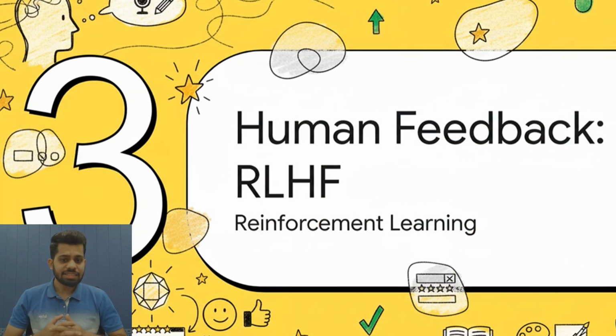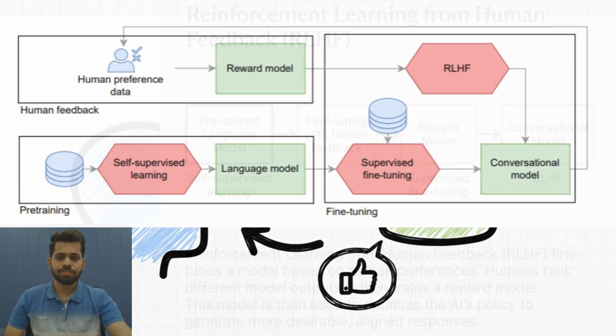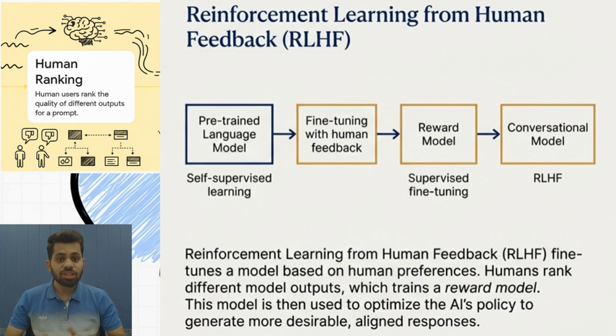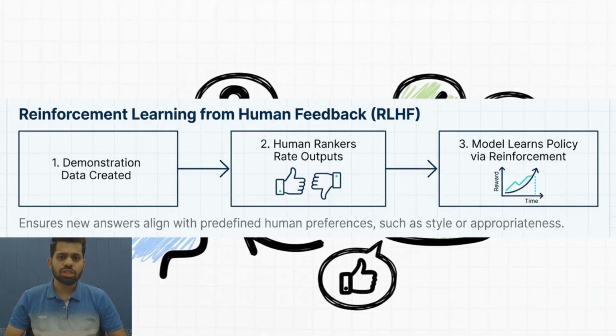Conversational models like ChatGPT use something called reinforcement learning from human feedback, or RLHF. This training process happens in three steps. First, creating demonstration data for prompts. Second, having human users rank the quality of the different outputs for a prompt. And finally, learning a policy via reinforcement learning to generate output that scores well during ranking. This ensures that new answers align with predefined human preferences like style or appropriateness.